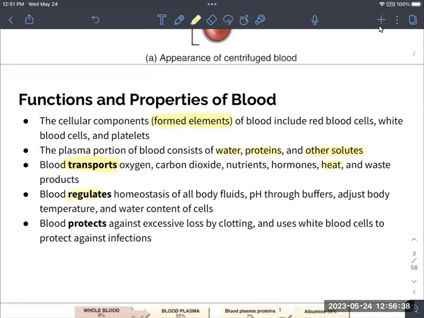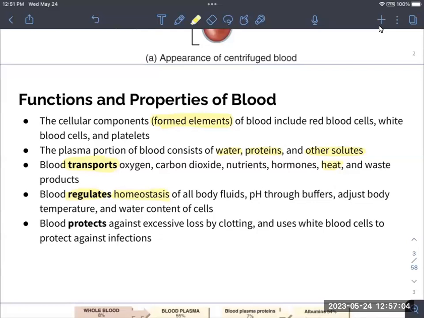The blood is going to regulate your body's homeostasis. Homeostasis is that balance your body maintains. We have to maintain a certain fluid level in our body. We use blood for regulating the blood's pH, which stays in a very narrow range, usually between 7.35 and 7.45.